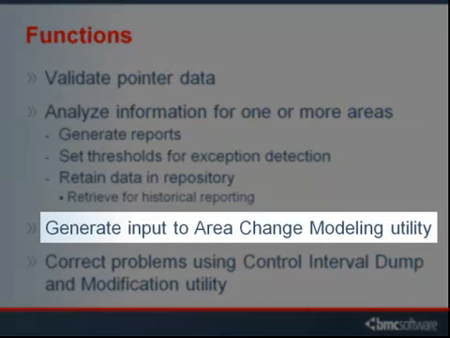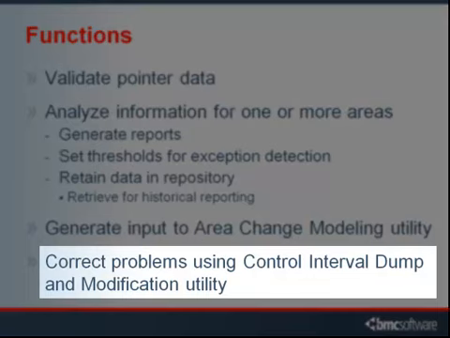If discrepancies are found during validation, use the control interval dump and modification utility to dump the CIs involved so you can locate the segments in error and determine the proper values for them. Then you can make and commit the changes required to fix the errors.